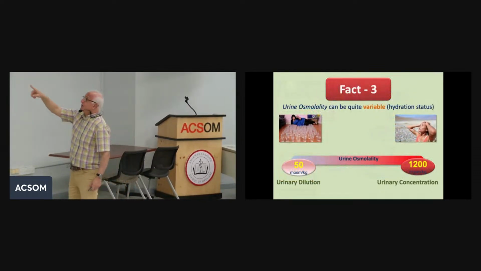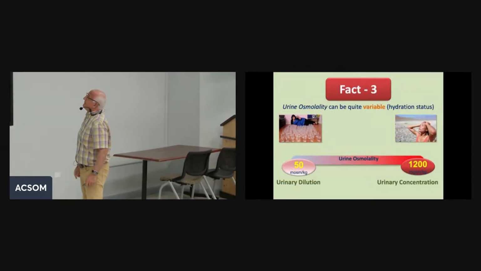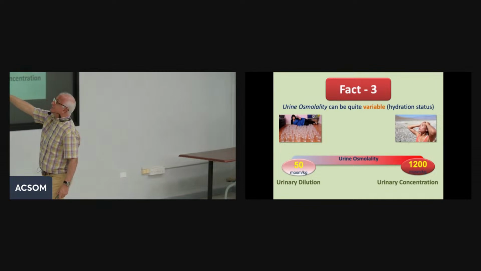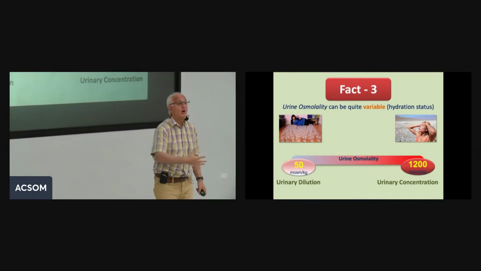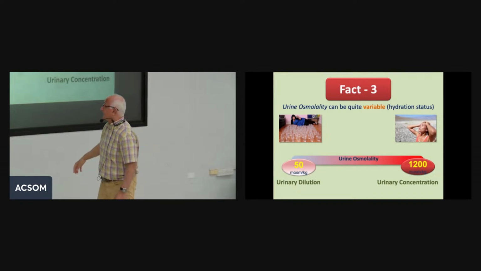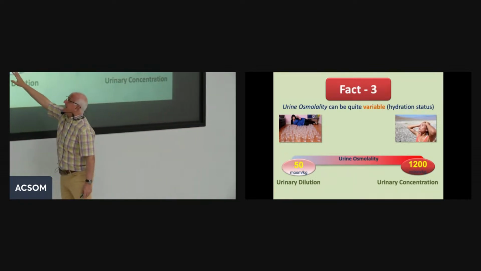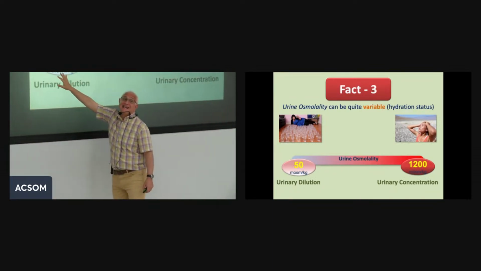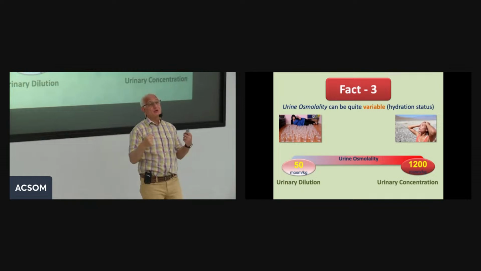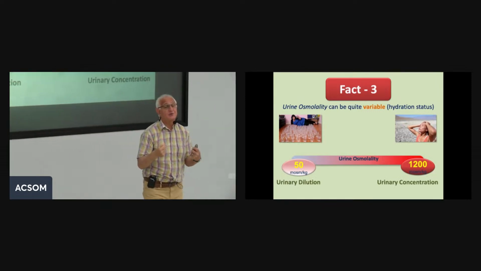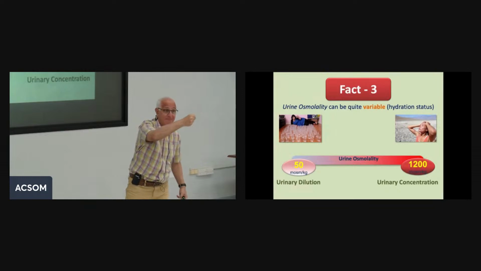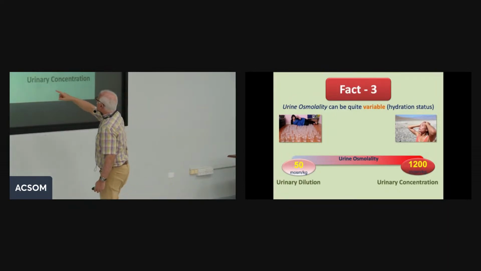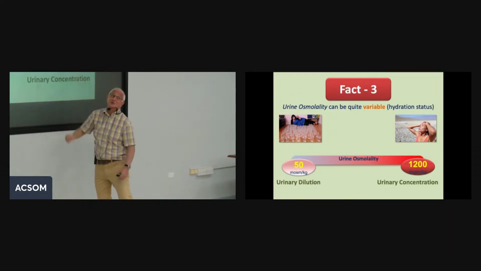Fact number three, urine osmolality can be very variable. From the time we drink a lot of water, my urine will be super dilute. I am getting rid of this excess water. It goes all the way down to 50. And if I am super dehydrated, my urine will be concentrated because all the water is reabsorbed back. So my urine osmolality might go to 1200.